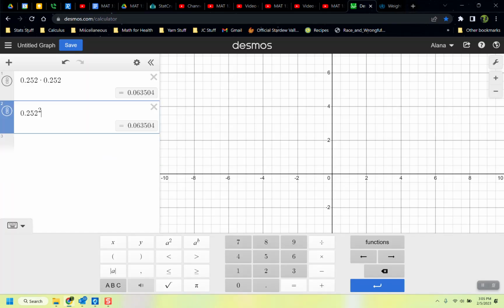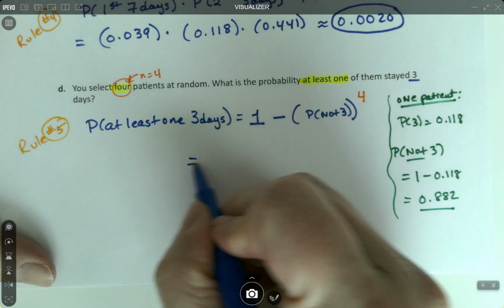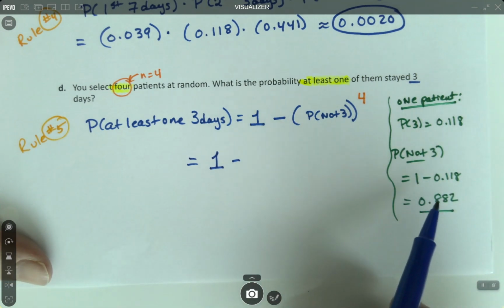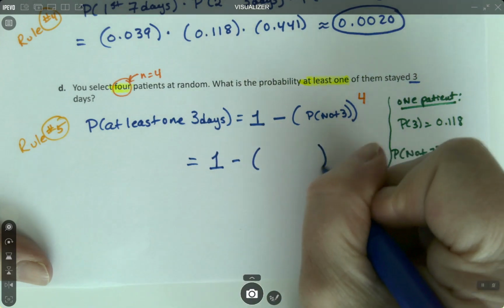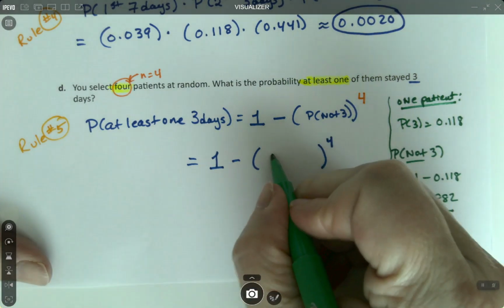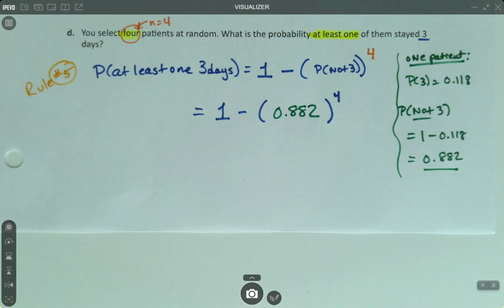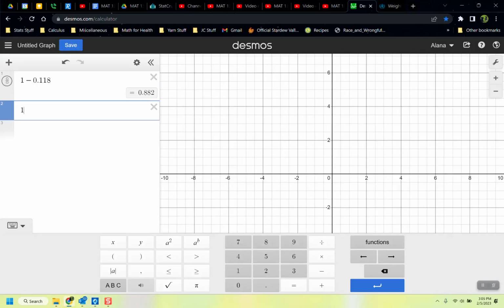I can prove it. 1 minus 0.118. There you go, 0.882. So that's the value that gets placed into the rule. So then we say 1 takeaway, so a second 1 minus. We have 1 minus here, but for a single patient. Then I have another 1 minus for the rule. And then that 0.882 goes in here. And I'm just going to type that in Desmos as it is. So that's what Desmos is for. So 1 minus 0.882 to the 4th power. And if you want parentheses around it, you can do that. 0.3948.